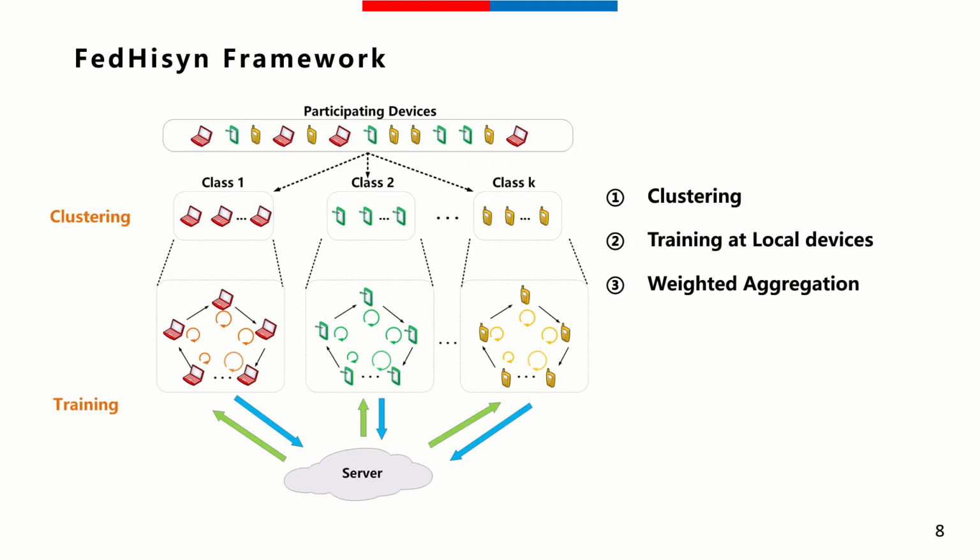The framework of FedHiSyn is shown in this figure. FedHiSyn mainly consists of 3 parts, including device clustering, local training of devices, and weights aggregation on the server.